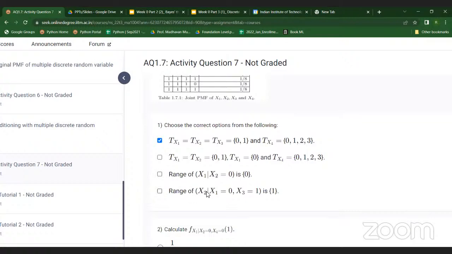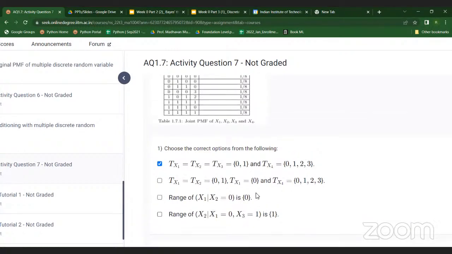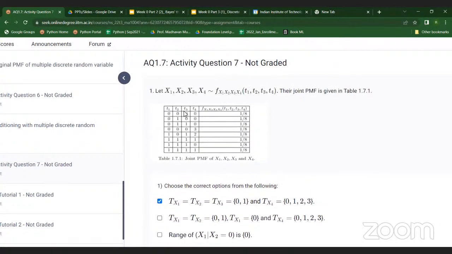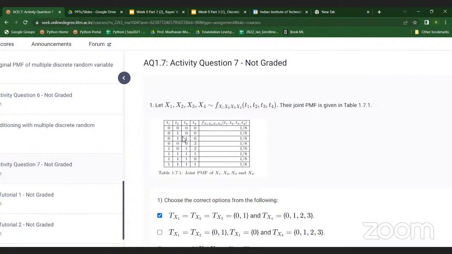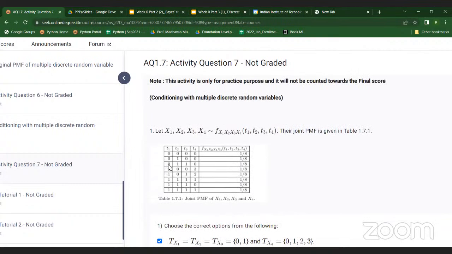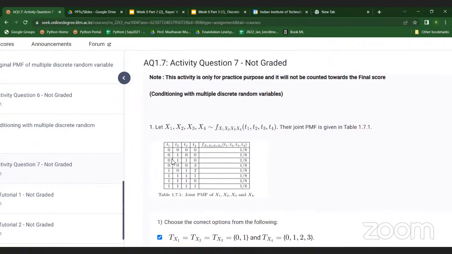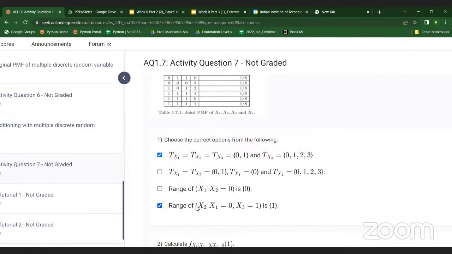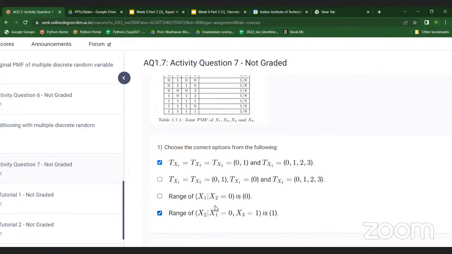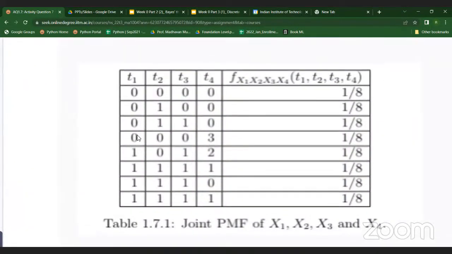Yes. And then the range of x2 given x1 equals 0 and x3 equals 1. We should check for both x1 equals 0 and x3 equals 1. This is 0, 0, so that's not the case. 0, 1, yeah, that is the one we are looking for. When x1 takes 0 and x3 takes 1, x2 is taking 1, so the range will consist of 1. Let's look if there are other cases. When x1 is taking 0, 1, we have 1. There is no other way. So the range for x2 given x1 equals 0 and x3 equals 1 is going to be 1. It's clear, right? Yes, sir. Because when x1 equals 0 and x3 equals 1, x2 can only take 1 here.